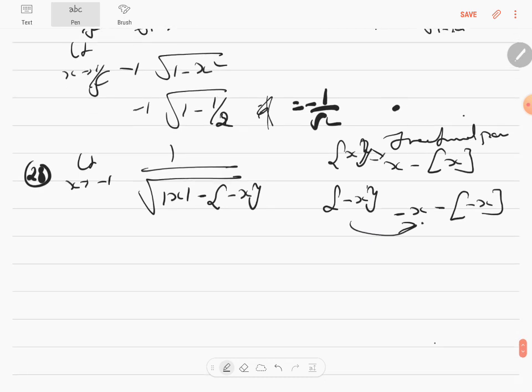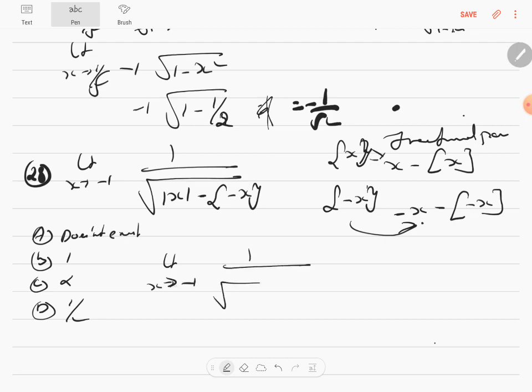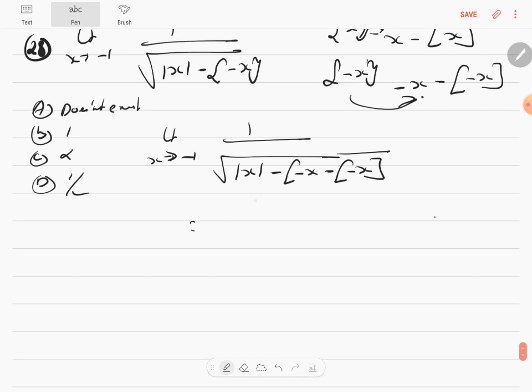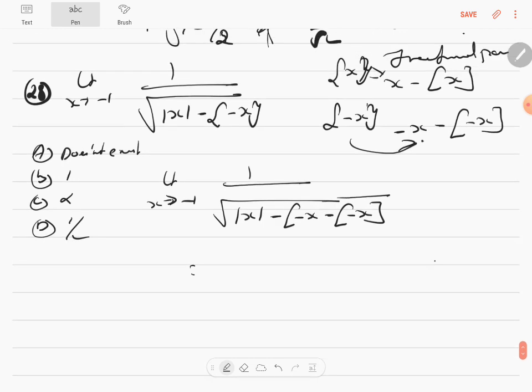Okay, and so on substituting that here, you will get, let me try. The options that are given are does not exist, option B is 1, option C is infinity, option D is 1 by 2. Let me try the sum. Limit of x tends to minus 1 by root of mod x remains mod x. The floor bracket, what should I substitute in the case of fractional part, is minus x minus the greatest integer function of minus x. So then it's 1 by, that itself is turning to minus 1, x tends to minus 1.